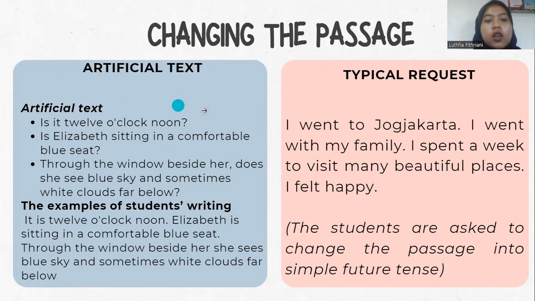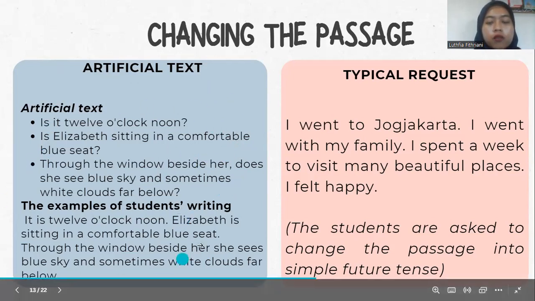For example, is it 12 o'clock noon? Is Elizabeth sitting on comfortable blue seats? Through the window beside her, does she see blue sky and sometimes white clouds far below? So the students have to write a paragraph according to the artificial text given by the teacher.